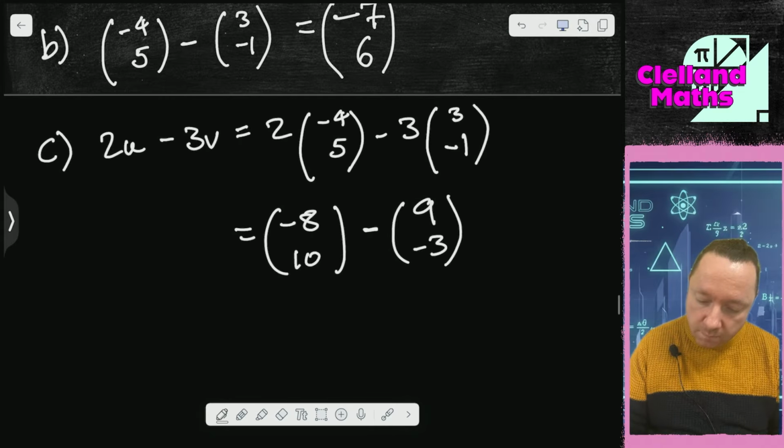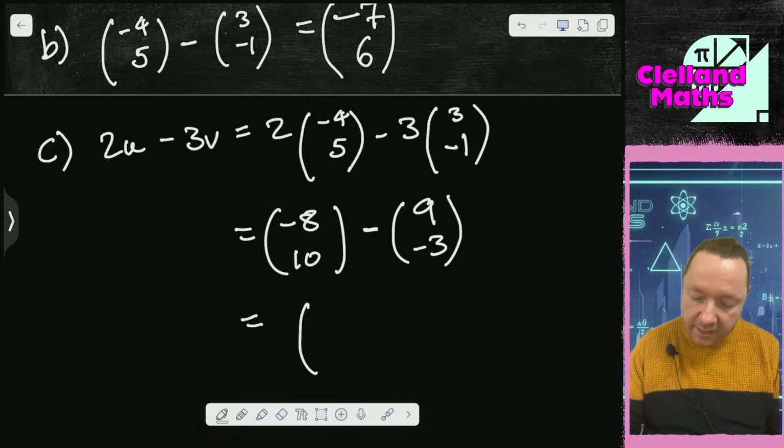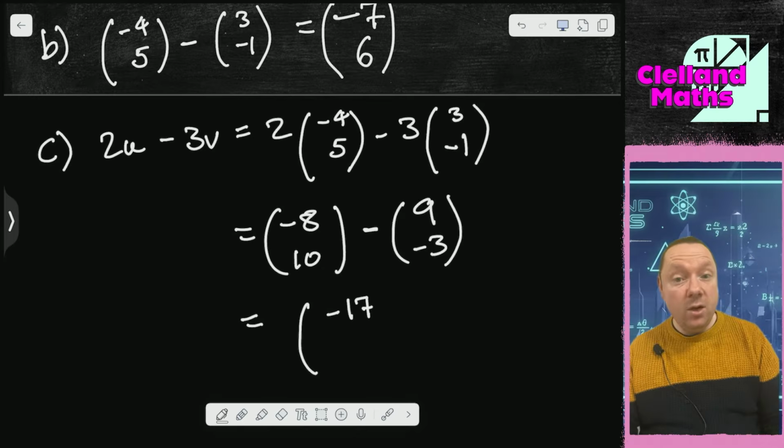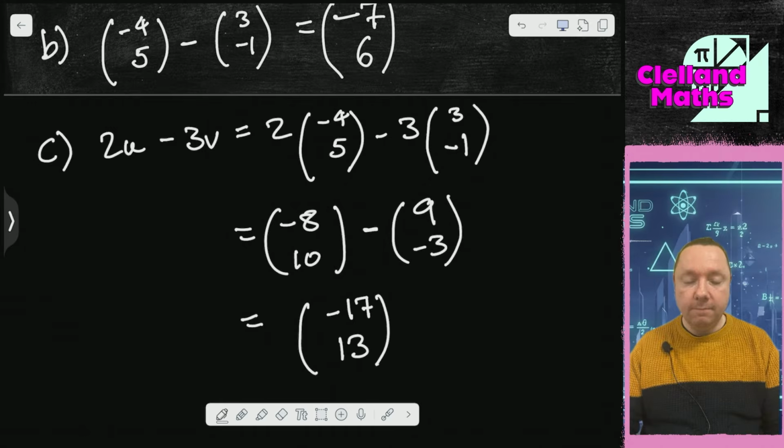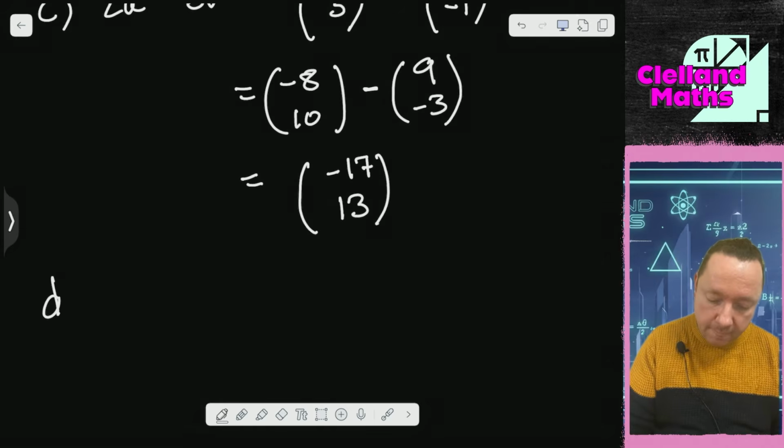And now we can do our sum. Minus 8 take away 9 is minus 17. 10 take away minus 3 is 10 add 3, which is 13. So there's our C. Let's look at D.